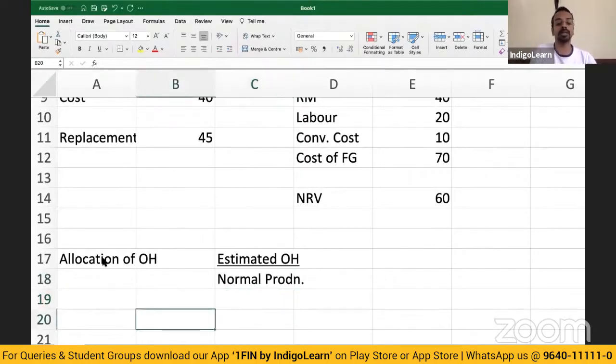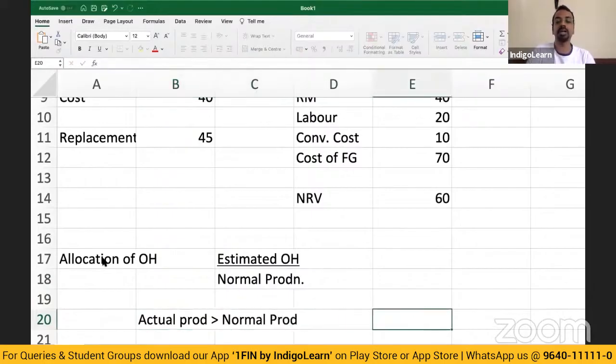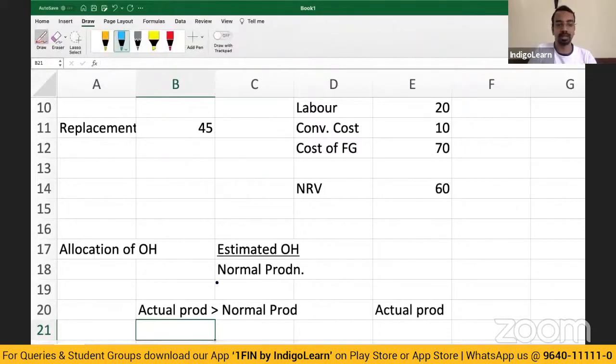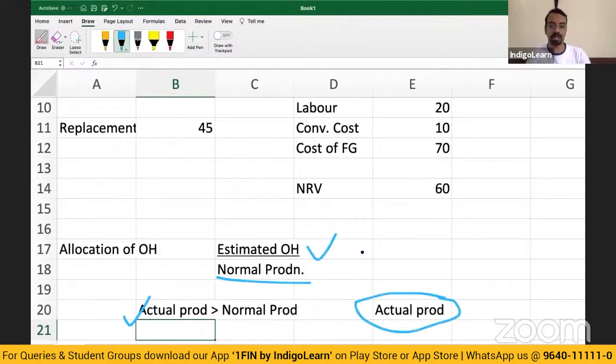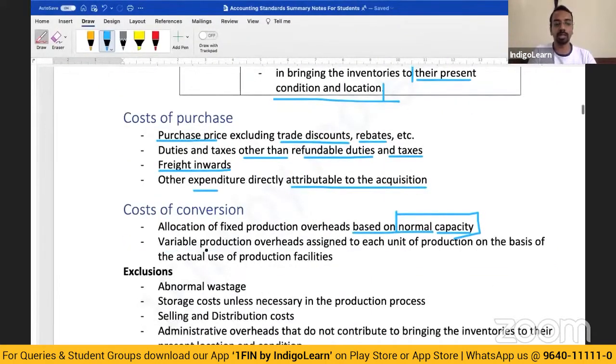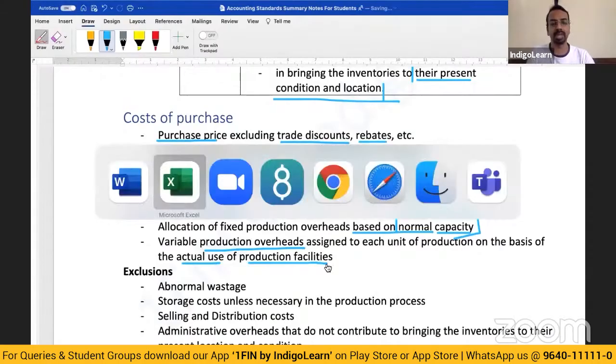What if actual production is more? Here you will use actual production. So in case of normal production, if actual production is more than normal production, you will use the actual production to calculate this particular rate. Okay. Then you will also assign variable production overheads on the basis of actual use of production facilities. More of your costing related concepts. These again, information will be directly given to you in the examination.